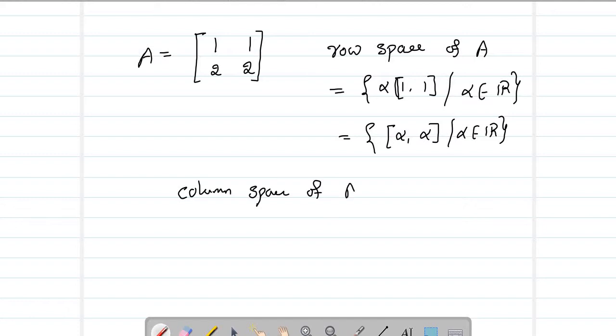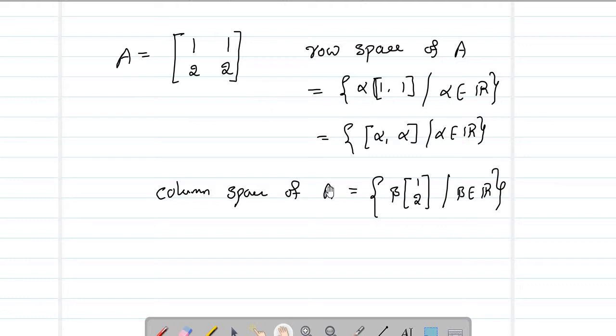If you observe, the two columns are same. 1, 2, 1, 2. The first column is 1, 2. The second column is 1, 2. So the column space generated by this vector 1, 2 is all multiples of that 1, 2 itself. So the column space is just beta times (1, 2), where beta belongs to R. So any element in the column space always looks like beta and 2 times beta. That's it.